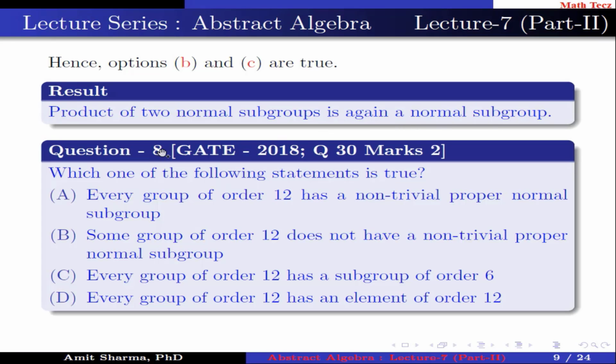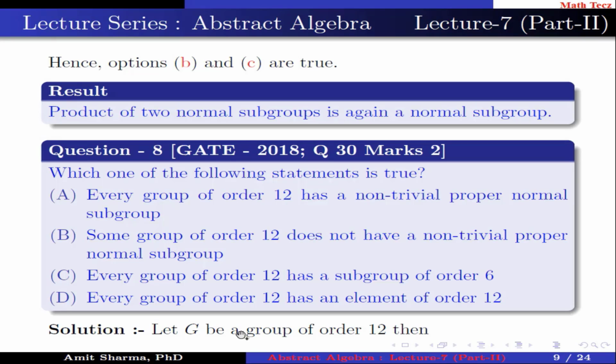Question number 8. This question was asked in the GATE exam in 2018. Which one of the following statements is true? Option A. Every group of order 12 has a non-trivial proper normal subgroup. Option B. Some group of order 12 does not have a non-trivial proper normal subgroup. Option C. Every group of order 12 has a subgroup of order 6. Option D. Every group of order 12 has an element of order 12.